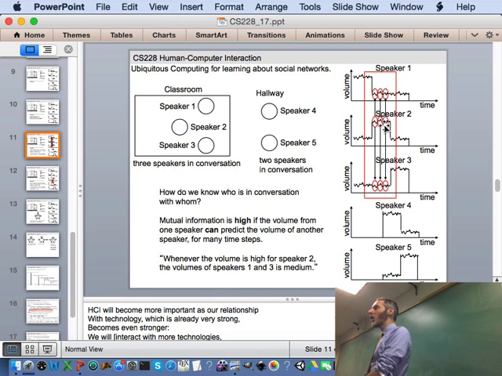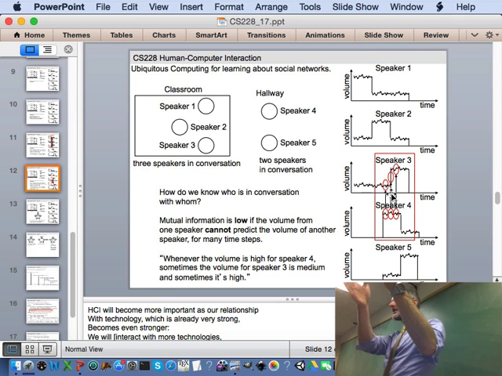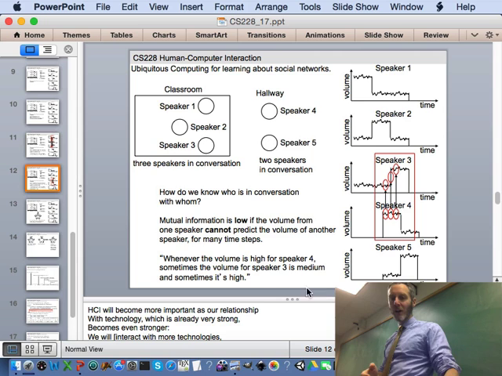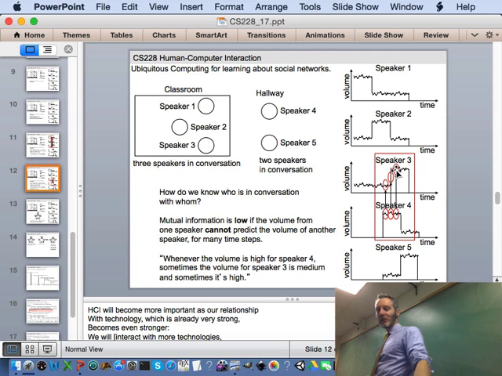Why is that important? Why did I pick that particular point in time? During that period, there's high mutual information, which means what? Let me give you a counterexample. Let's say I'm moving along this time window and now I'm looking at microphone four and I say, aha, during this period, microphone four was always high. But whenever microphone four was high, sometimes microphone three was low, sometimes medium, and sometimes high. That means the mutual information between microphone four and three is low. If I detect that microphone four is high, I cannot predict what the volume of microphone three is going to be. They're uncorrelated, or the mutual information is low.